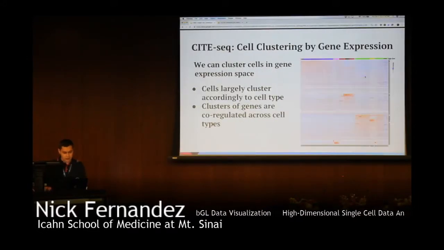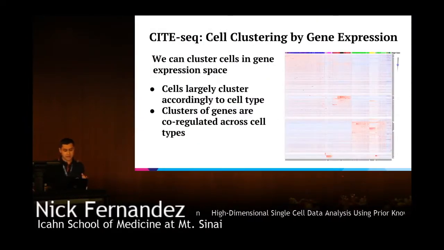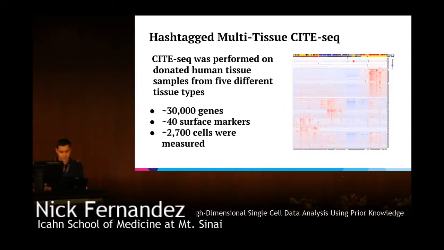Okay, let's get through that. So that was that. And then this is a quick example for a scTECH data set where 5 tissues were hashtagged together. Up here we have 2 categories for each cell. We know which tissue it came from, and we know which cell type.